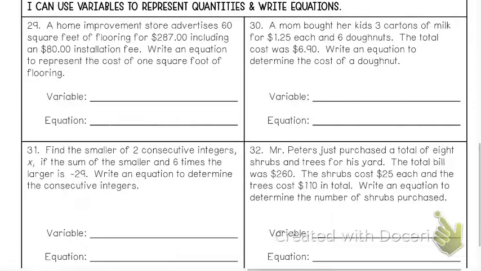So with this information, it says the home improvement store advertises 60 square feet of flooring for $287, including $80 installation fee. So we need to write an equation that would represent the cost of 1 square foot of flooring. So if I do that, I go ahead and start by identifying the key pieces of information. 60 square feet of flooring is important. The $287, that's the total amount, and it includes an $80 installation fee.